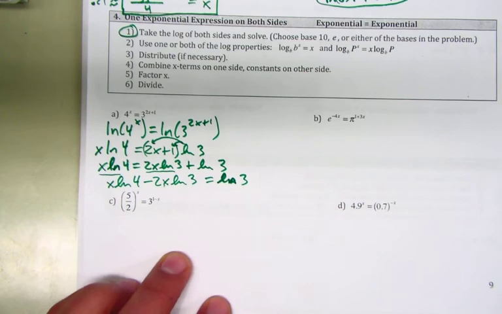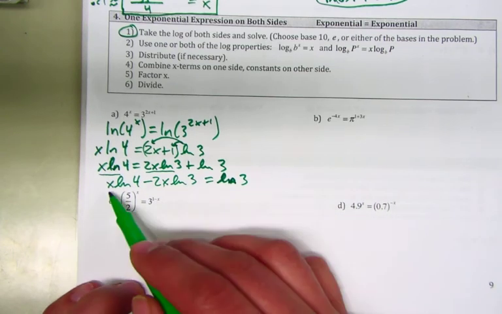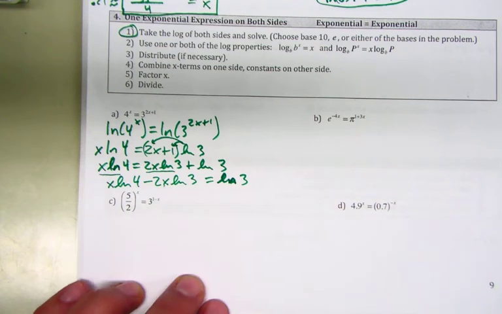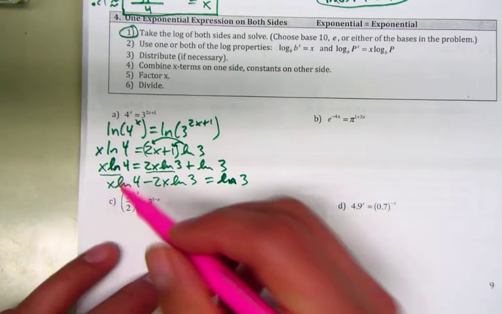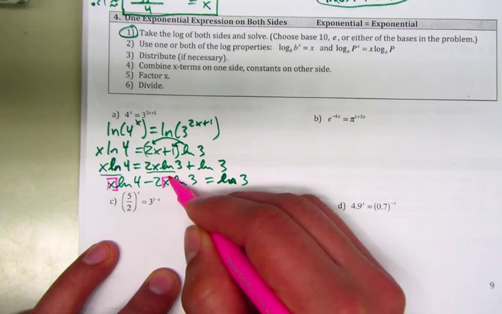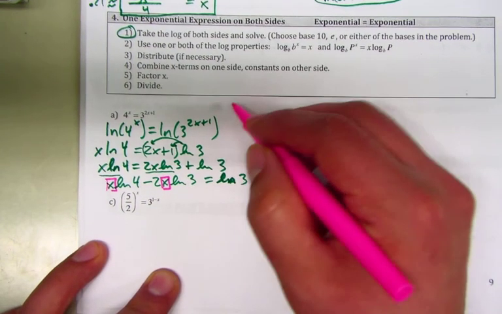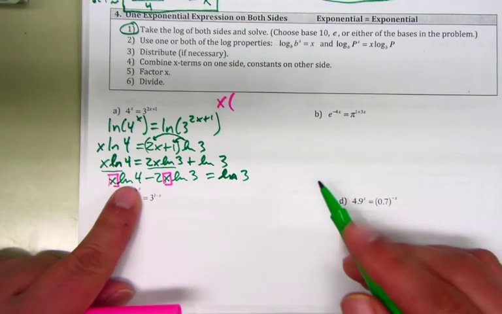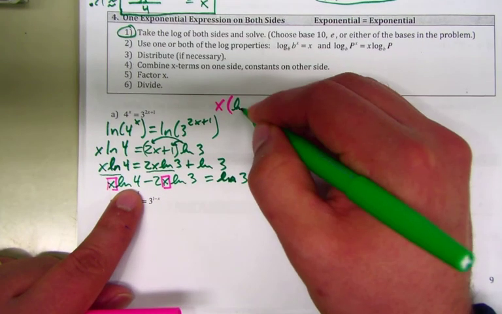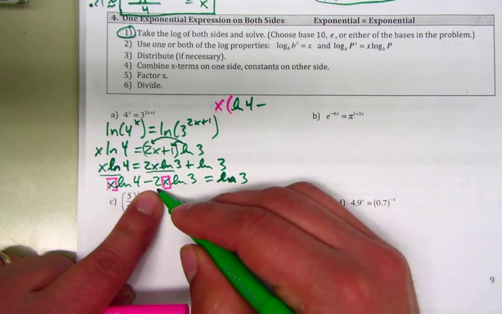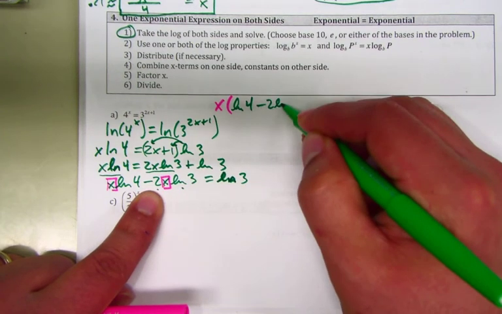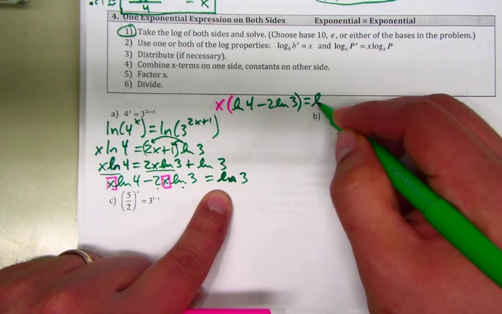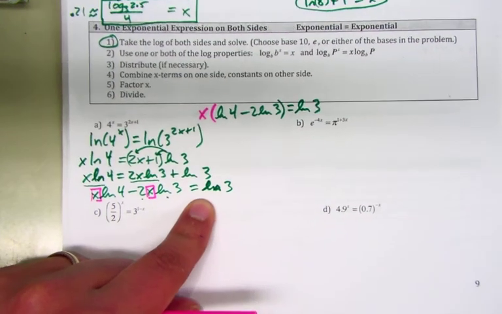You guys see what I'm doing there? Okay? And now, since we have x as common to both terms, we can factor this x out. Let me just continue it up here. If I factor x out, what's left? ln 4 minus 2 ln 3, and that all equals natural log of 3.